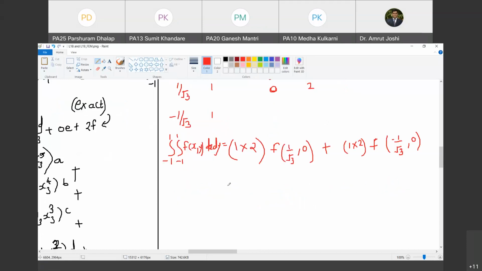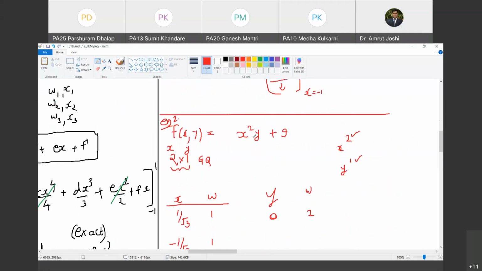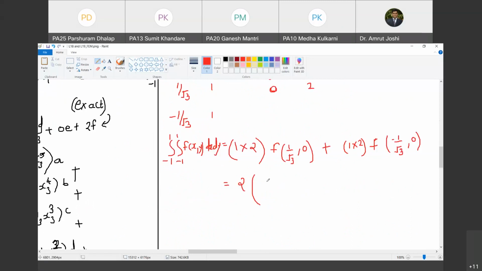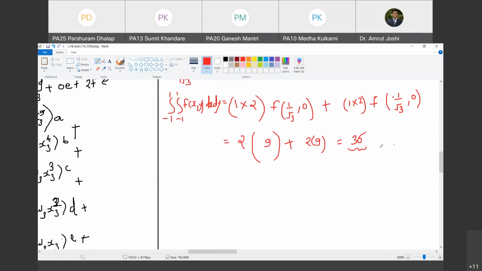So can we write down this value? It is equal to 2 times f of 1 by root 3 comma 0. If I substitute 1 by root 3 comma 0 here, the first term is going to vanish. You are going to have only 9 here. Happy? Plus, what is the value of f of minus 1 by root 3 comma 0? It is still going to be 9. So 18 plus 18, how much? 36. So this should be the answer. This is the answer given by Gauss quadrature. Now let us do it exactly.